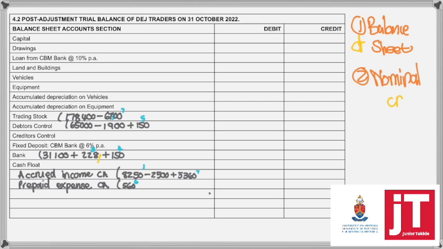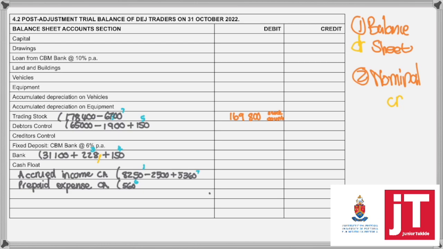Then number 8 is our trading stock deficit. So our stock count is 169,800. So that stock count amount must be the balance of our trading stock.